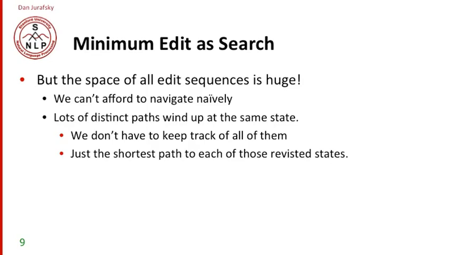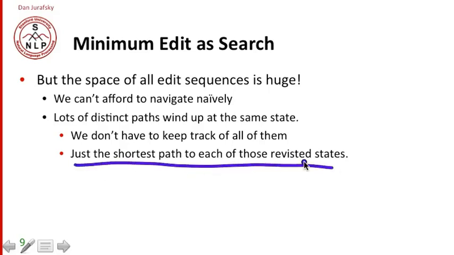And the intuition of solving this problem of lots of possible sequences is that lots of these paths wind up at the same state. So we don't have to keep track of every way of transforming one string into another if the second pieces of the second string are identical. All we have to keep is the shortest path to every revisited state. So let's look at an example of how this works.